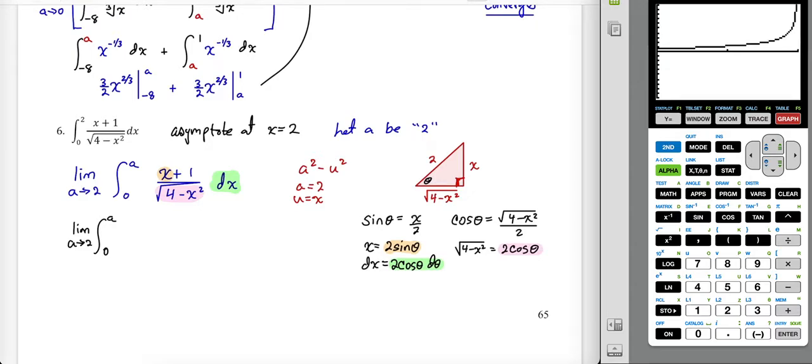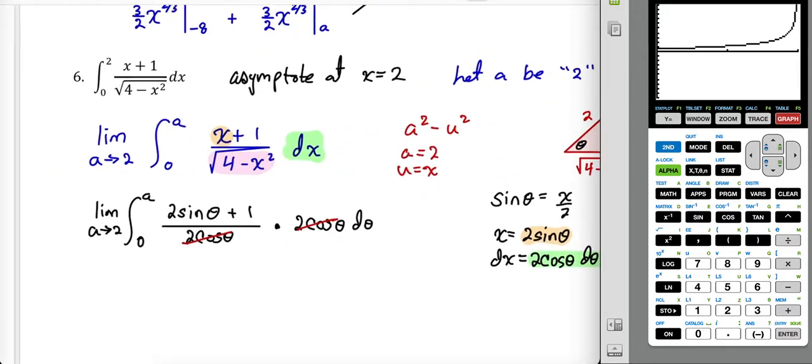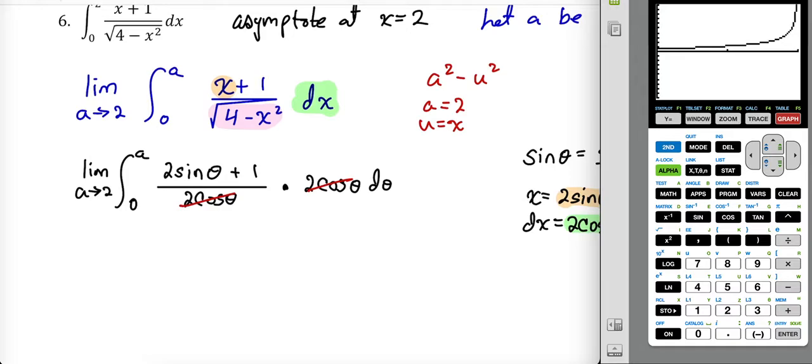I'm going to have the x, which is 2 sine theta, plus 1 over 2 cosine theta times the dx, which is 2 cosine theta d theta. So it actually is kind of clean because these are going to cancel out and give me something that's very easy to integrate. All right, it doesn't always play out that way, but when it does, it's very nice.